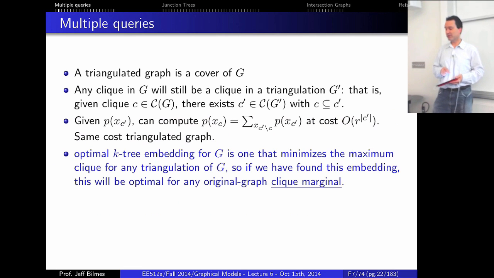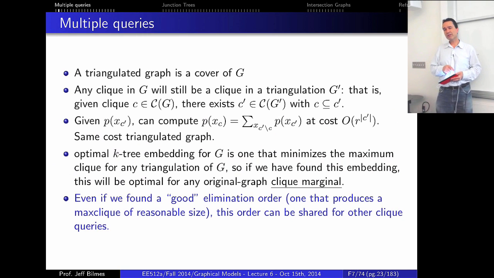Now, when we find this optimal K-tree embedding, it's optimal in the sense that it minimizes the maximum clique for any triangulation G. So it's finding the smallest largest clique cover. And so if we find this embedding, by this argument, we're still going to be optimal for any of the original graph clique marginals. Because if we've minimized the exponent over the whole graph, we're also going to, since we care really about the exponent of the complexity, that's what we're measuring cost in, is that exponent, the size of the largest clique. And if we minimize that by finding the best elimination ordering, we're also going to have minimized it for all original graph marginals.